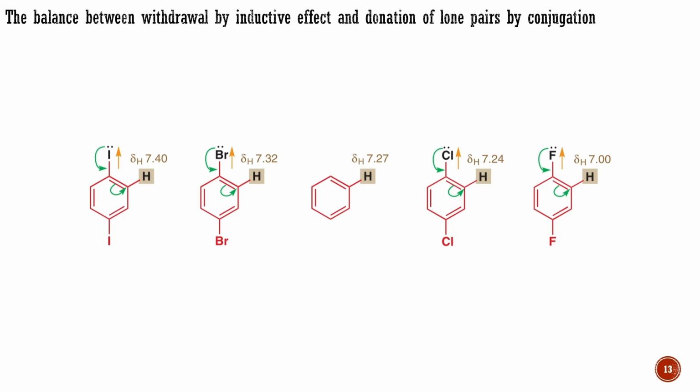If we look at the 4 halides, the lone pairs are in 2p orbitals for fluorine, 3p orbitals for chlorine, 4p orbitals for bromine, and 5p orbitals for iodine. In all cases, the orbitals on the benzene ring are 2p, so the fluorine orbital is of the right size to interact well. Even though fluorine is the most electronegative, it is still the best donor by conjugation.